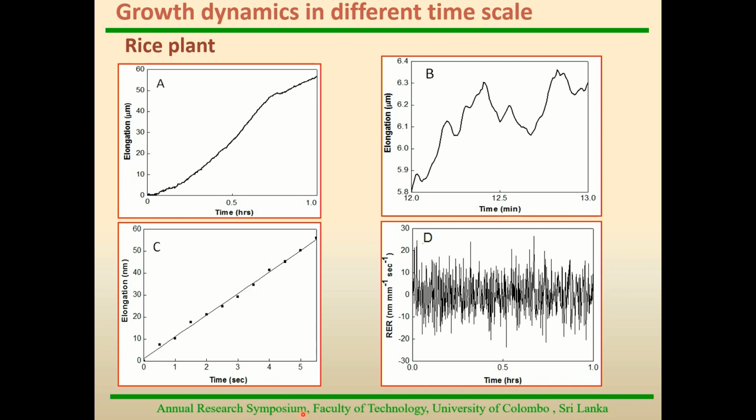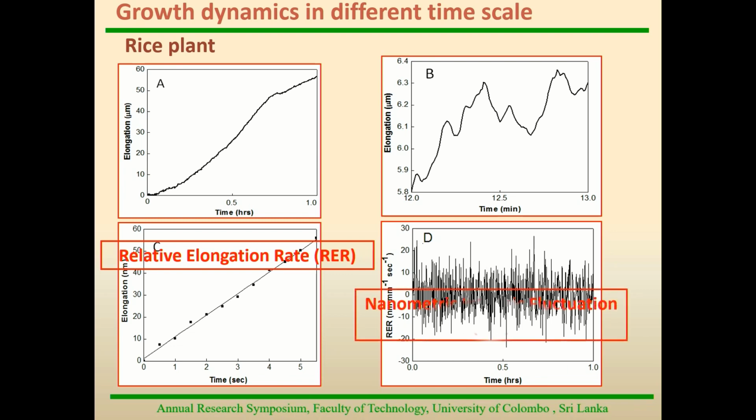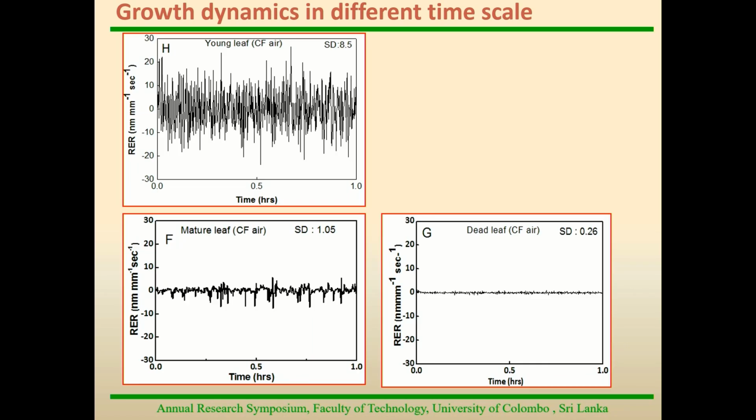So when we plot this growth rate over a 1 hour time period, we can see this type of fluctuation. We name this fluctuation nanometric intensity fluctuation. Now you can see this fluctuation in different stages of the plant: young leaf, mature leaf, and dead leaf. So we can see this fluctuation at all stages of the plant in different scales. Young leaves show high standard deviation values, mature leaves show a smaller value, and a very small value was shown by the dead leaf.